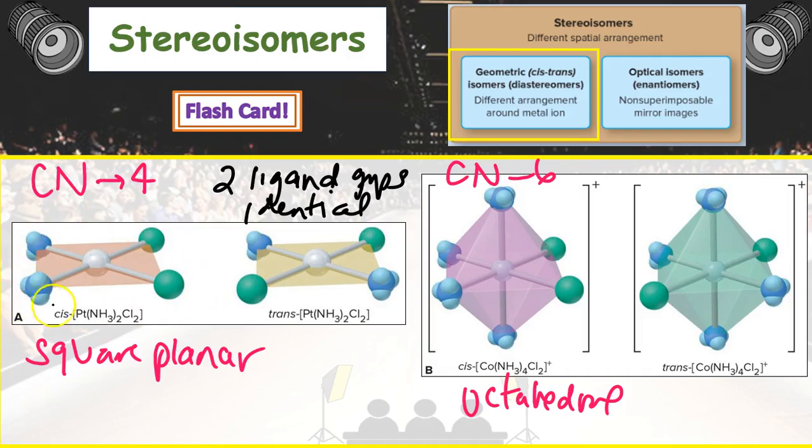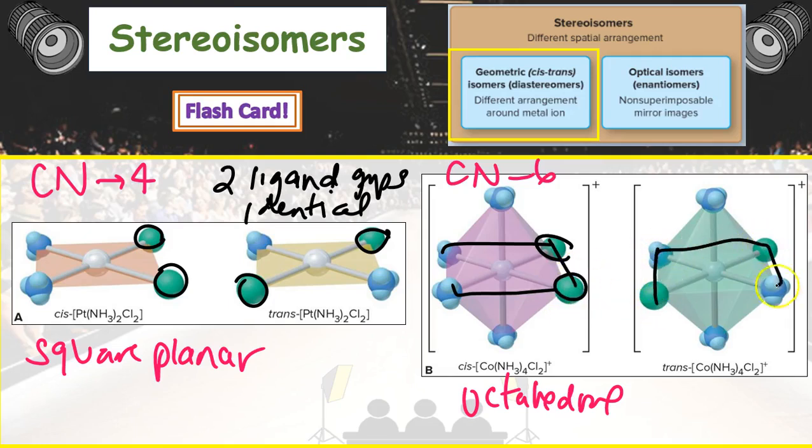So when we're looking at this square planar geometry, for example, here, we have 2 ligand groups here that are the same, and these 2 ligand groups here. And then for octahedral, we have this plane here, and then we have these 2 ligand groups that are the same. And on this plane here, we have these 2 ligand groups that are the same. So we have to make sure that we're dealing with coordination numbers of 4 or 6, and we have those 2 ligands that are identical.